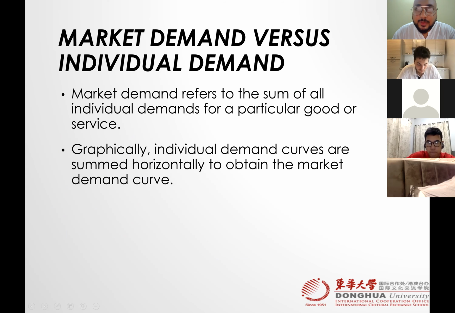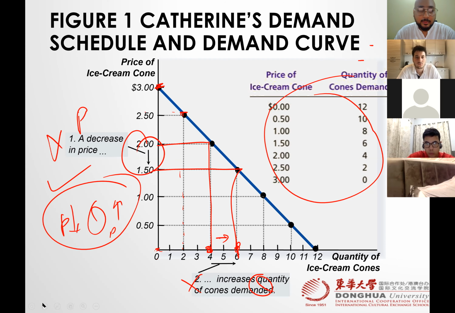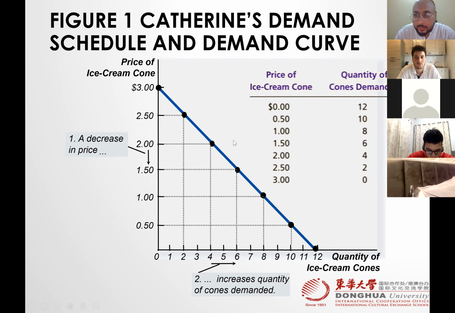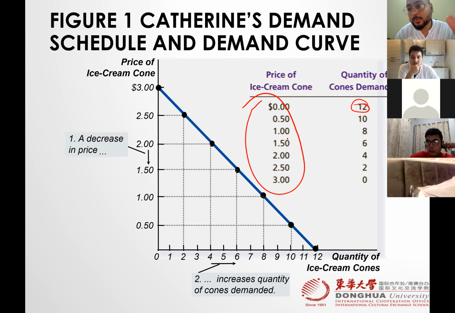And now comes market demand versus individual demand. Up till now, what we have studied is the Catherine example, a one-person example. Here, Catherine wants to buy ice cream. Let me just remove this. So Catherine wants to buy, and this is her demand curve. If the price is 0, she wants to buy 12; price 0.5, she wants to buy 10; at 1, 8; at 3, she says it's too expensive, I don't want to buy this, I should better move to some other choices. So this is just one Catherine example, from the book.